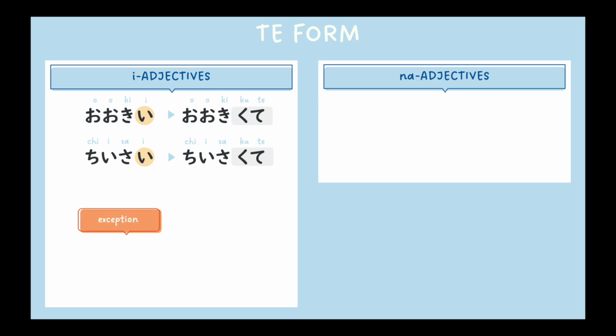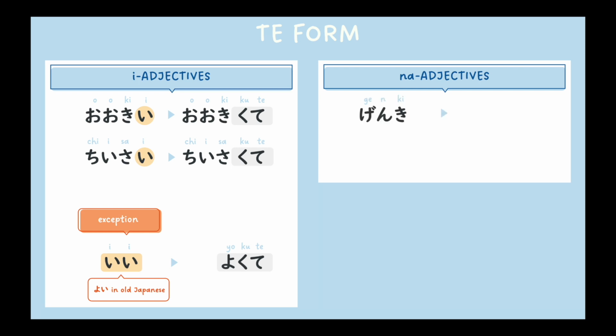There is one exception to the rule about te forms. The adjective ii, good, is an exception. Its te form is よくて. This exception occurs because ii was originally 良い in Old Japanese. The pronunciation changed to ii over time, but the te form remained よくて. You see that it drops the final i of 良い and adds くて.